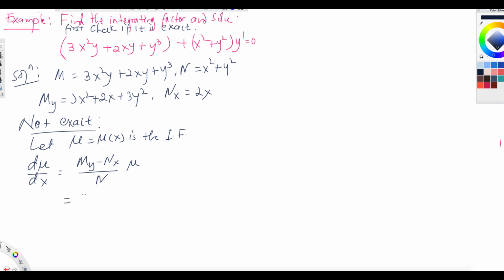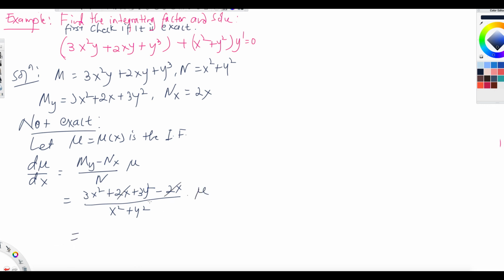M sub y is 3x squared plus 2x plus 3y squared, right? Minus n sub x is 2x, right? Divide by what? N. What is n? N is x squared plus y squared. What do you get? And then there is a mu times mu there. So what do you get?